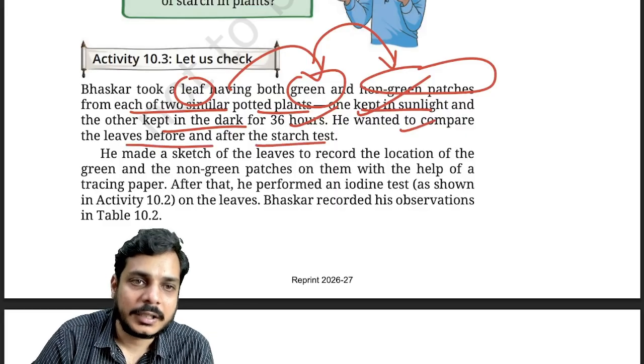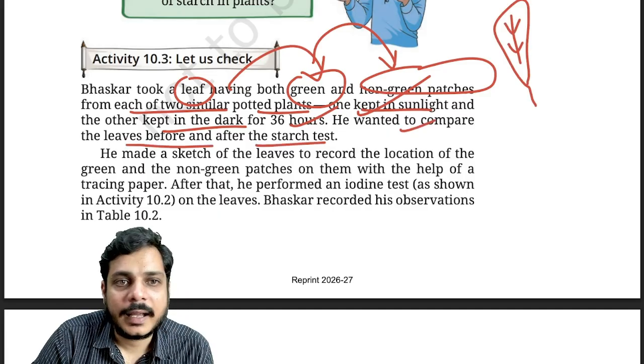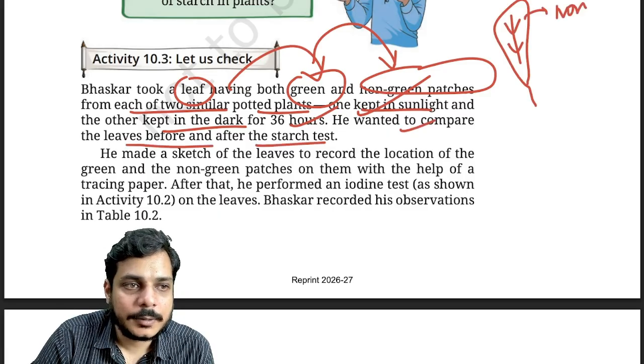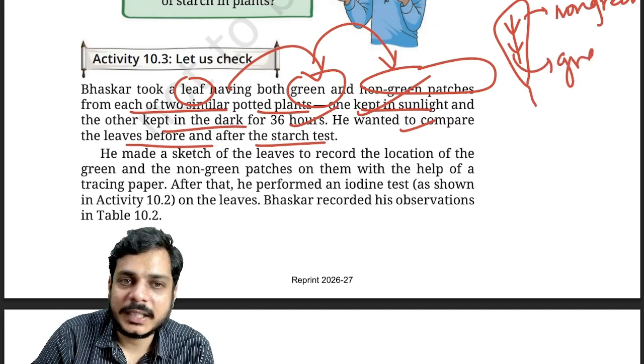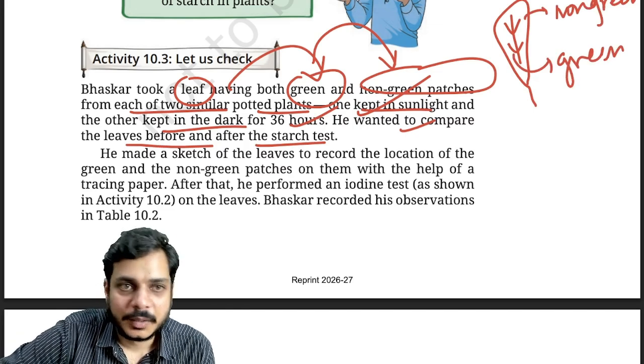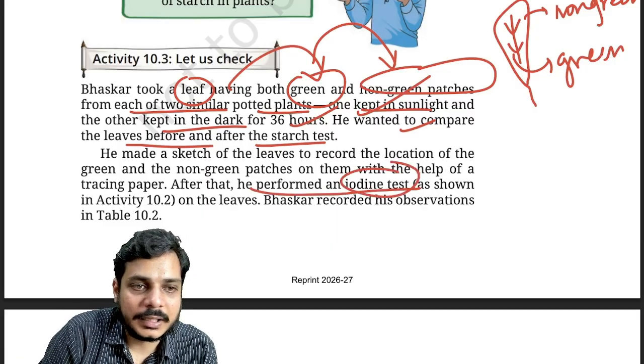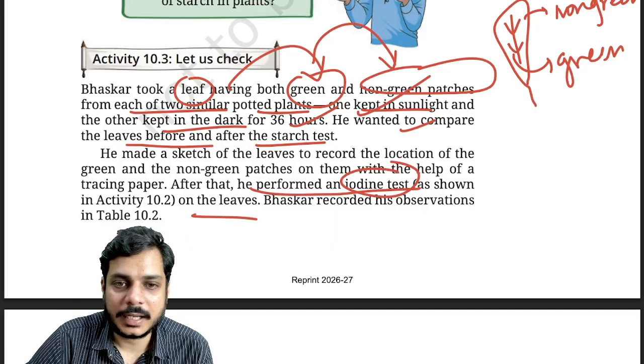So he has taken these leaves and he has noted down where I have non-green patches and where I have green patches. He has taken a carbon copy of it and drawn all of that on a piece of paper. Then he performed an iodine test on the leaves. So what is the result of that iodine test?